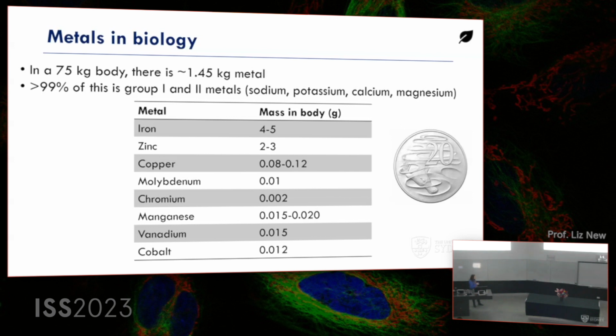The essential metals were first discovered in agriculture, so people realized that if their soil didn't have copper or molybdenum or chromium or manganese or vanadium or cobalt, the plants died. And then subsequently they realized that these are also essential for human survival.